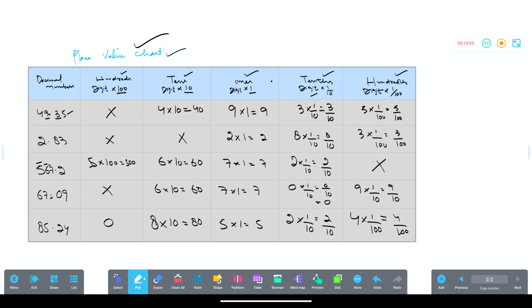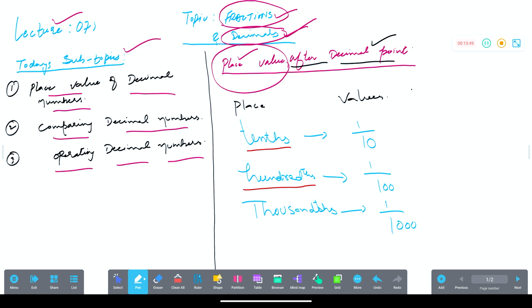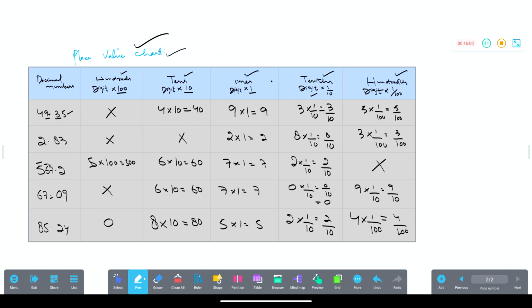We will carry on to our next subtopic. You can see the previous page where we have already shown you the place value of decimal numbers. We will carry on with comparing decimal numbers. Now we will compare decimal numbers the way we have done that in the fractional numbers. We have compared fractional numbers. Now we will compare the decimal numbers.